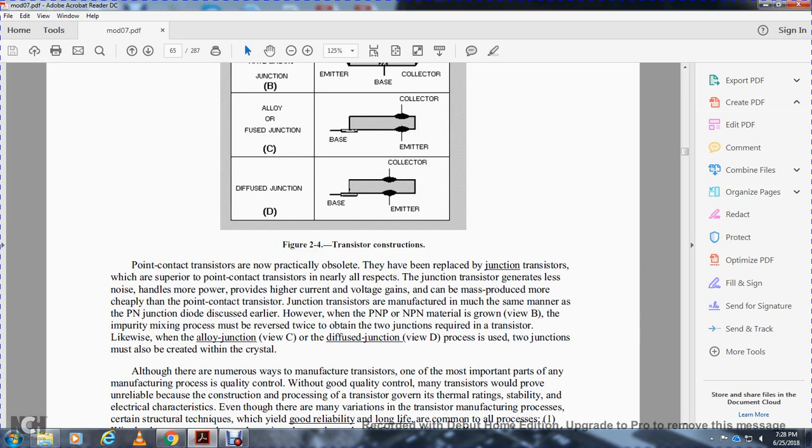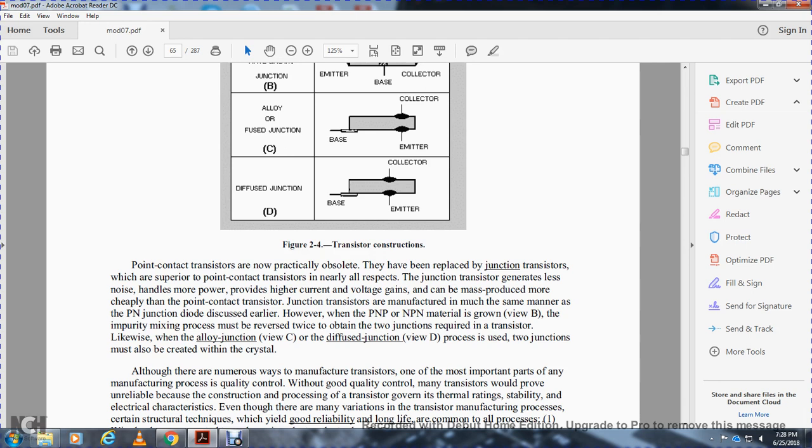Point contact transistors are now practically obsolete. They have been replaced with junction transistors, which are superior to the point contact transistor in nearly all respects. The junction transistor generates less noise, handles more power, and provides higher current and voltage gains. It can also be produced more cheaply than the point contact transistor. The junction transistors are manufactured in such a manner as the PN junction diodes discussed earlier.